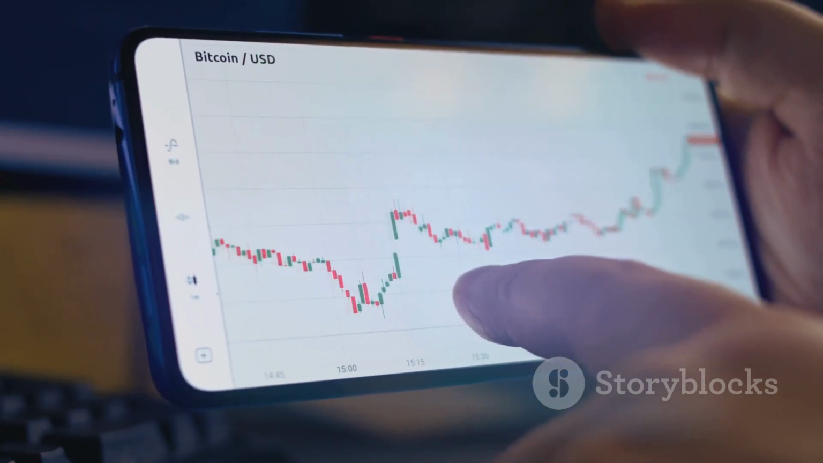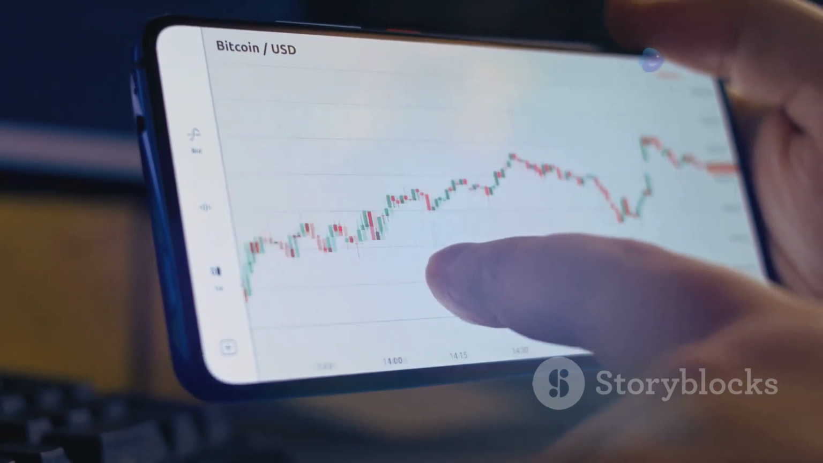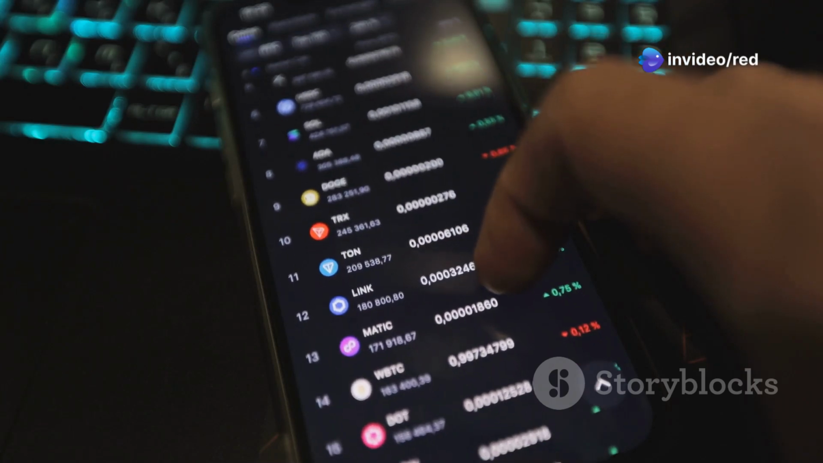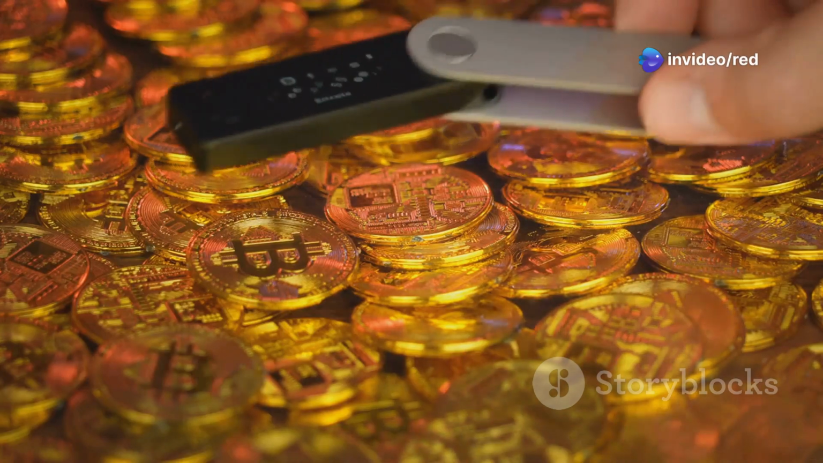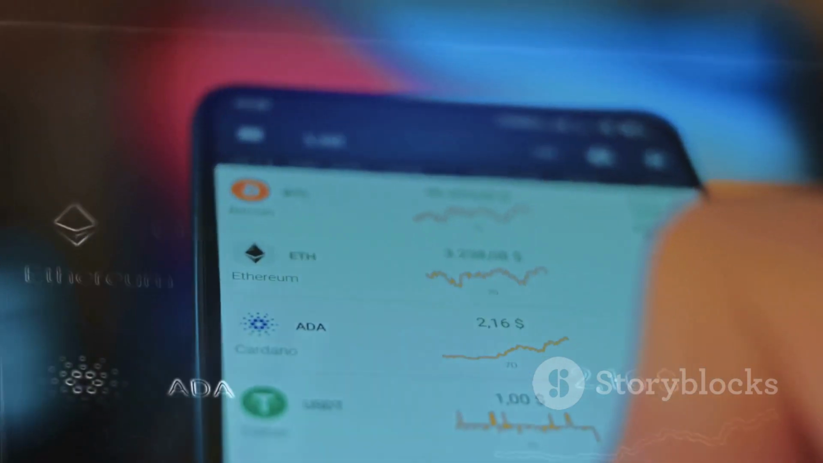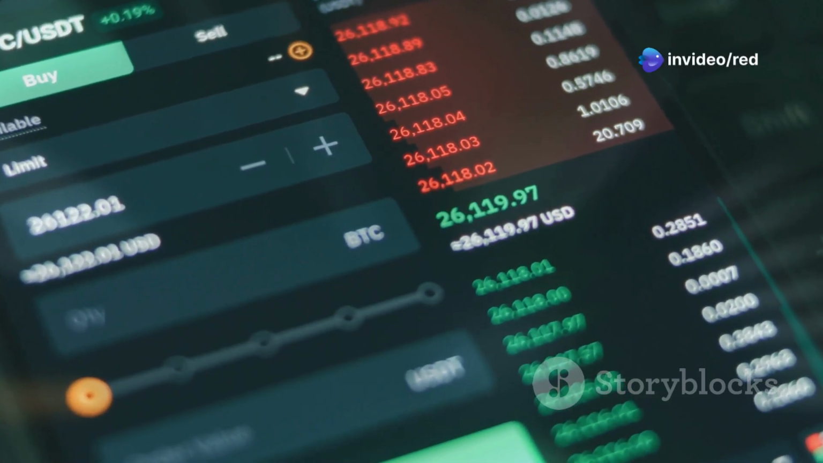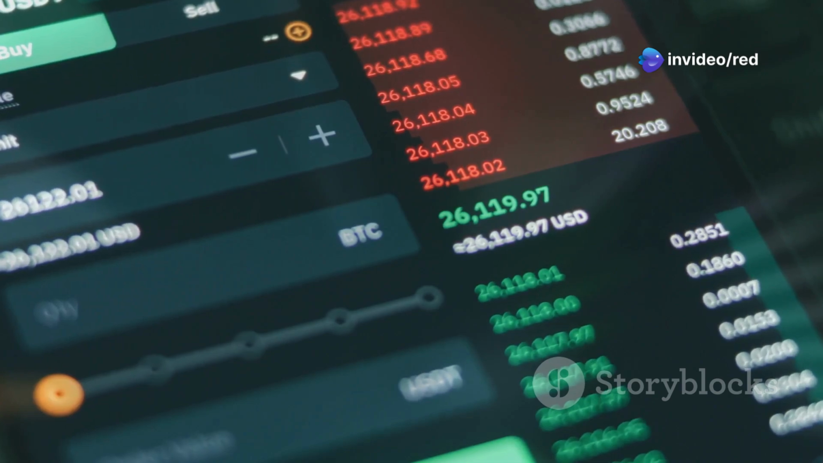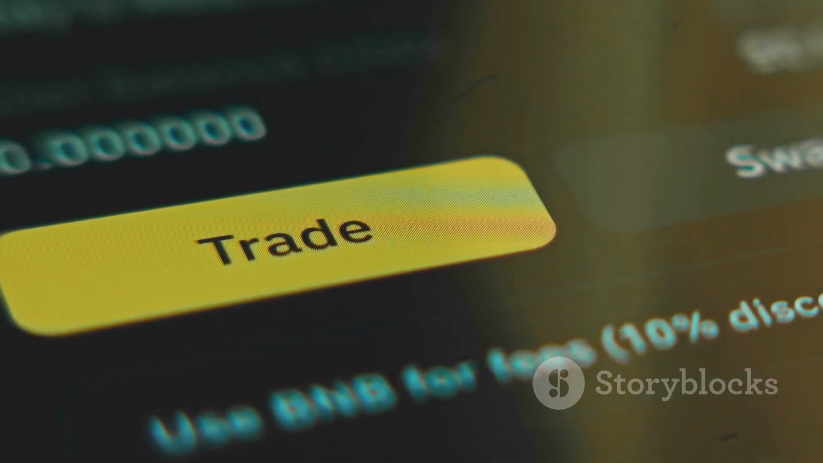Choosing the right crypto wallet is crucial for managing your TRC20 USDT and Bitcoin. Look for wallets that prioritize security and support both currencies. Hardware wallets like Trezor and Ledger offer the highest level of security by storing your keys offline. Next, you'll need a reputable cryptocurrency exchange. This is like a digital marketplace where you can trade TRC20 USDT for Bitcoin. Popular exchanges include Binance, Coinbase, and Kraken.